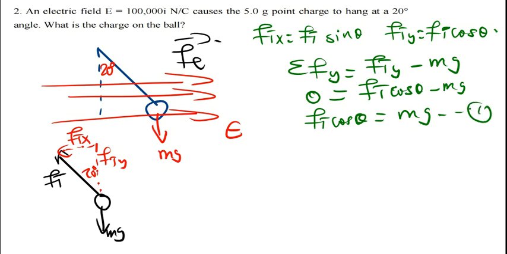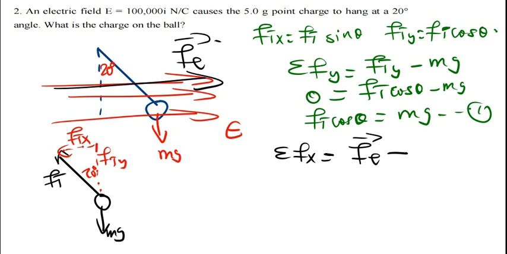Let's call that one equation 1. Let's work with the forces in the x direction. The summation of forces in the x direction: we have the force which is moving in this direction, the electric force, so I'll put that. Minus, there is Ft moving now in that direction.